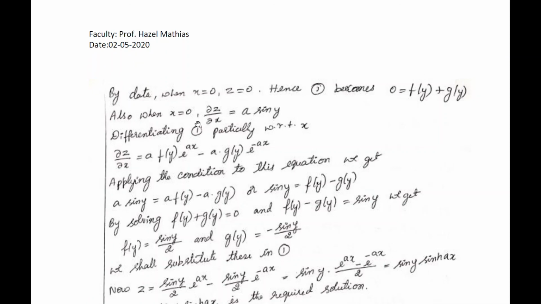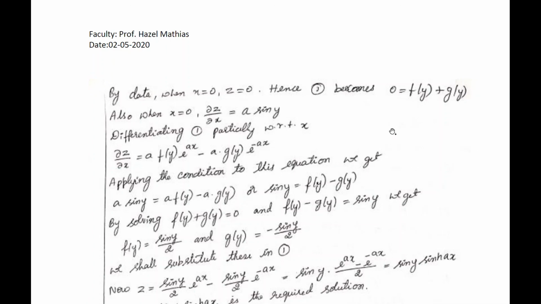Now we apply the condition that the value of dou z by dou x is a sin y when x equals 0. So dou z by dou x will be a sin y, equal to a into f of y, because e power 0 will be 1, minus a into g of y, e power 0 will be 1. So we will get a sin y equal to a f of y minus a g of y. We can cancel out a on both sides, and we get sin y equal to f of y minus g of y.